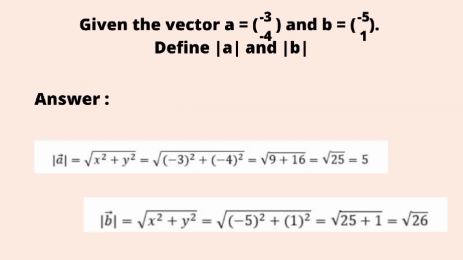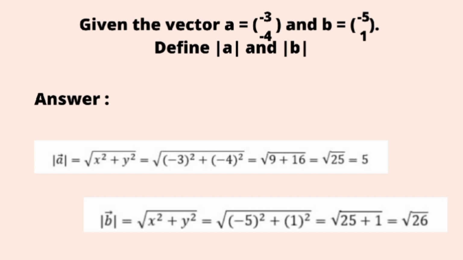The second example, given the vector A equals to negative 3 and negative 4 and B is that negative 5 and 1. Define absolute value from A and the absolute value from B. The answer is absolute value from A vector equals to square root x squared plus y squared equals to square root from negative 3 squared plus negative 4 squared equals to square root 9 plus 16, that equals to square root 25. The square root of 25, that 5. So the result from absolute value from A vector is 5.